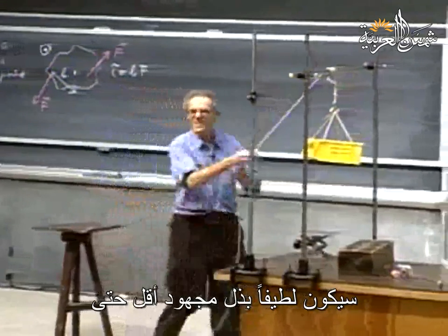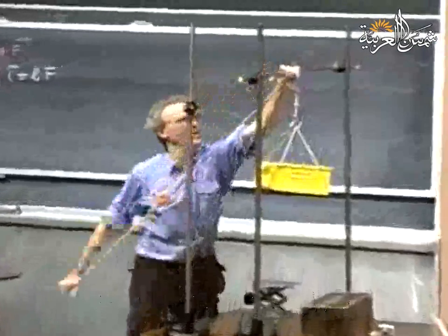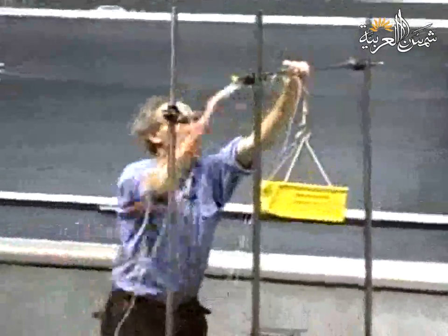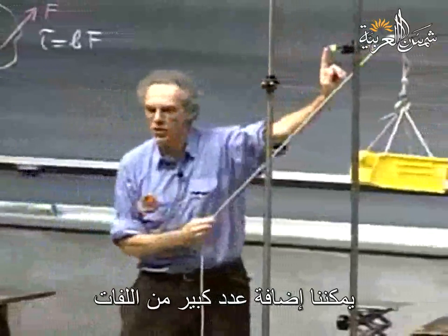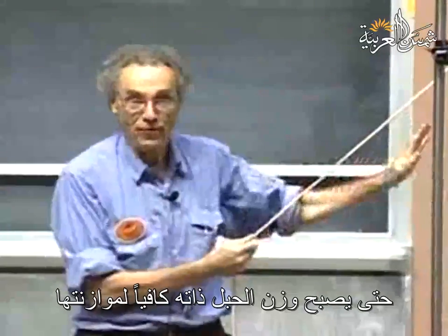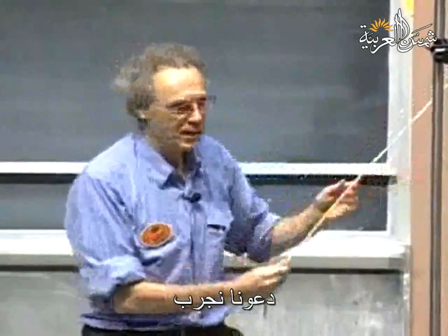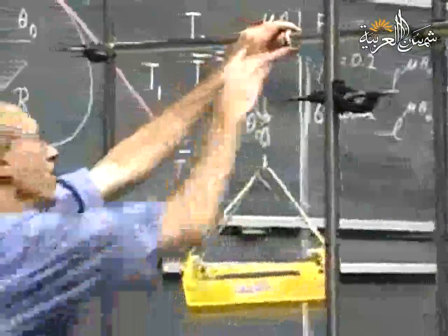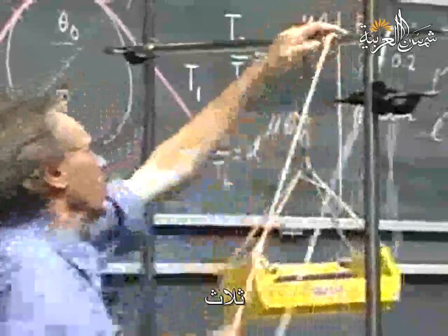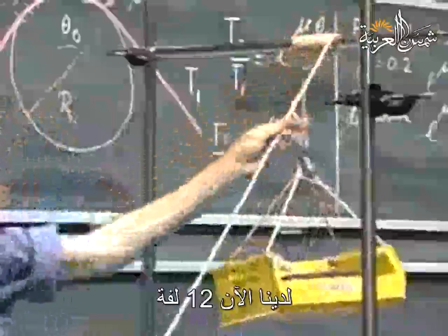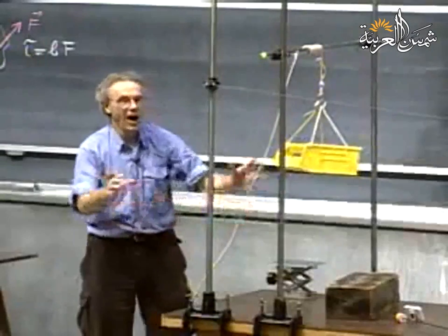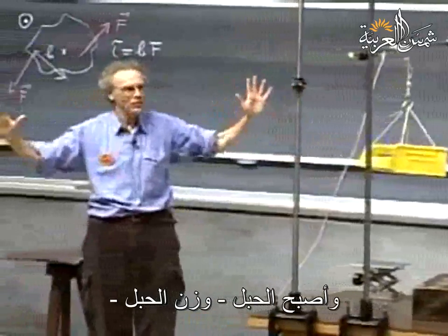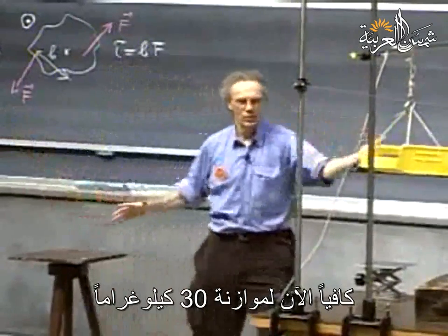Would be nice if I had to do even less. Let's put a few more turns on. 1, 2, 3. You know what we could do? We could put so many turns on that the weight of the rope itself is enough to balance it. Let's try it. Not yet. Put a few more on. 1, 2, 3, 4. We have 12 windings now. And the weight of the rope is now sufficient to balance the 30 kilograms.